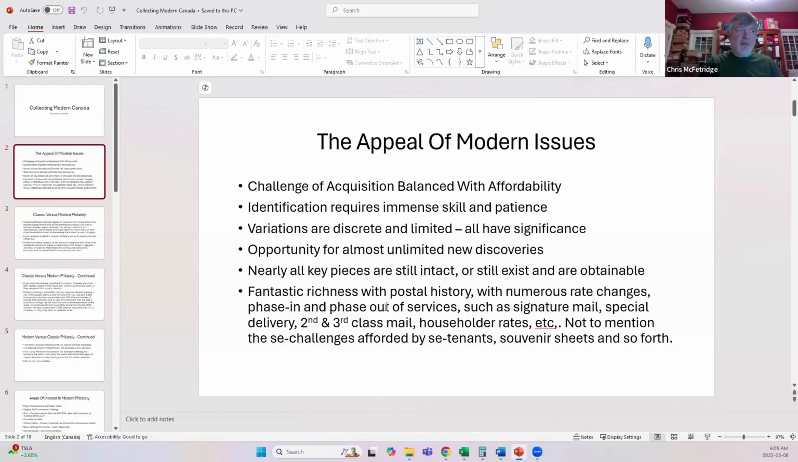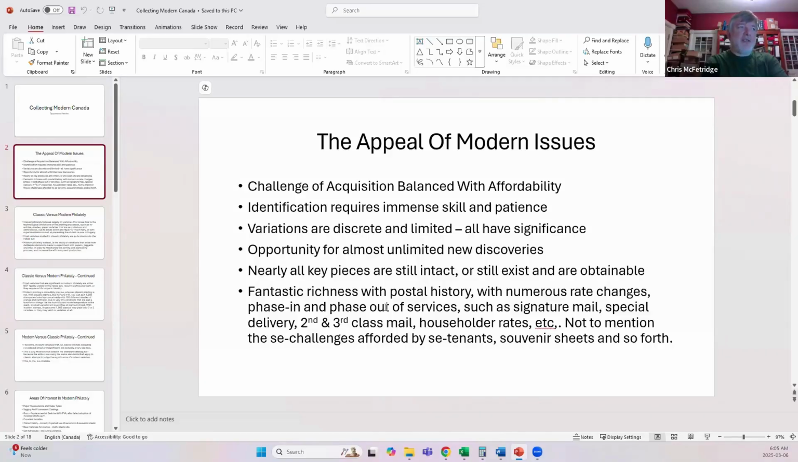their scarcity should reflect. The other thing is, I find that modern issues are actually quite hard to identify correctly, and you need a lot of skill. It's not an area for the faint of heart or the inexperienced if you're getting into it in detail. The variations are discrete and limited. Okay, they all have significance. Opportunity for almost unlimited new discoveries.